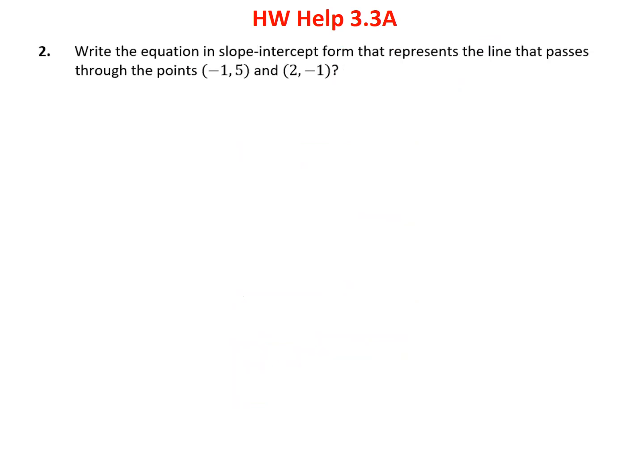Problem 2 asks us to write the equation in the slope-intercept form, that is the y equals mx plus b form, that represents the line that passes through these 2 points. Well, the first thing we want to do is find our slope. So you remember our slope is to find the difference in y, so I take the 2 y's and subtract them. The y in the second point minus the y in the first point, that's what that subscript means. And the x in the second point minus the x in the first point.